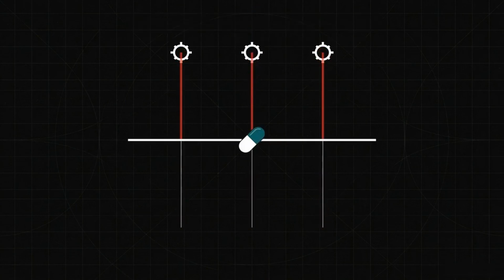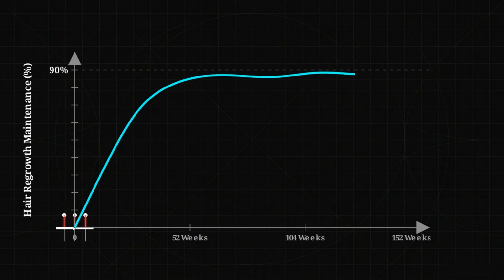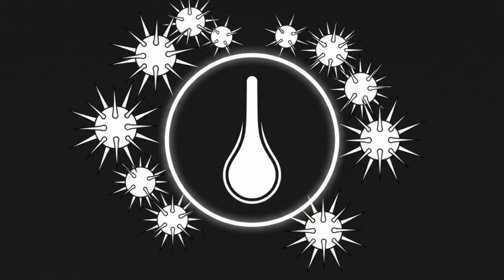This line graph charts the long-term effectiveness of baricitinib. Over a 152-week clinical trial, nearly 90% of patients who responded to the drug successfully maintained significant hair regrowth, proving that severing the immune signal allows the follicle to recover. Defeating autoimmune alopecia requires rewriting the body's internal communication networks to shield the follicle from friendly fire.